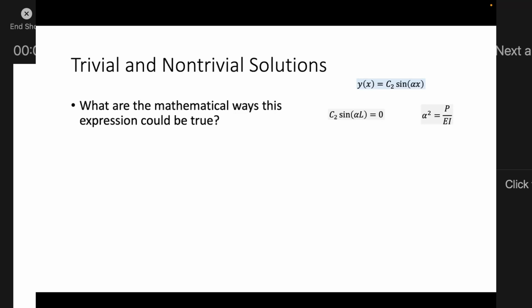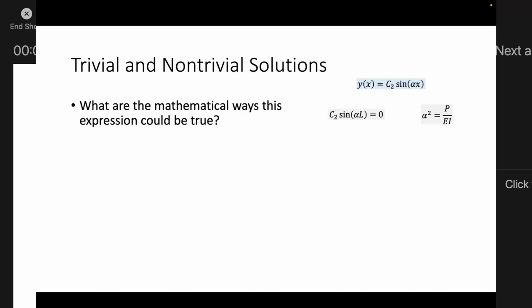So could alpha be 0? No, right? Well, it could be mathematically, but not from an engineering perspective. What's the problem with alpha being 0? It's P over EI, right? And so if alpha equals 0, that means that there's no load on the column. Do you understand what I'm saying?